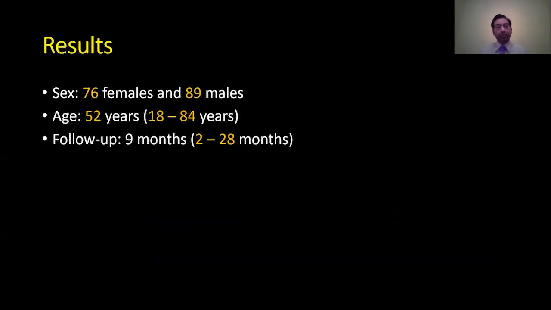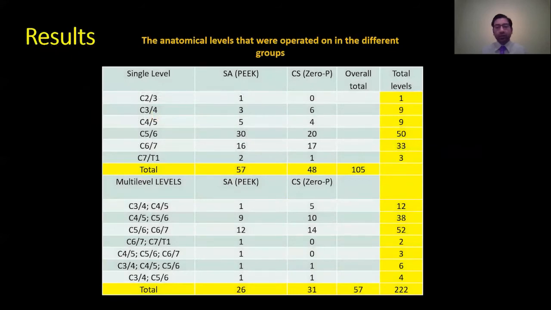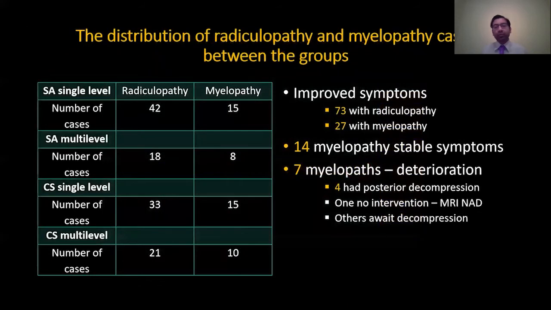There was a fair distribution of cases between the sexes with an average age of 52 years and a mean follow-up of 9 months. And we could see 105 cases at the single level and 57 cases with multi-level surgery, with an overall 222 levels assessed in this paper. Of the myelopaths, 27 patients showed improvement in symptoms, but 14 myelopaths had stabilized symptoms and 7 patients had worsening of symptoms, of which 5 of them needed posterior decompression. One didn't show any further compression to go for further surgery, and one was waiting for surgery.